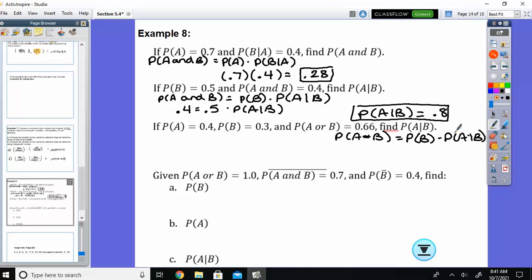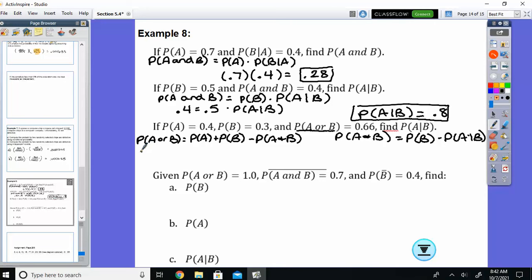We have to find one of these things before we can use this formula, right? I gave you the probability of A or B. Do we have a formula for A or B? Look at your formula sheet. What is it? Did I say they were mutually exclusive? No, so you have to use the general addition formula. So it's probability of A plus probability of B minus the probability of A and B.